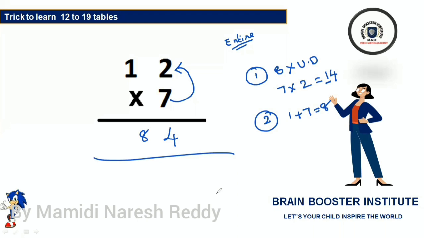Within 2 steps, we are able to complete 12 sevens. That's it. This is a beautiful technique, my friends. No need of memorizing all the tables from 12 to 19; we can do them easily by using this technique. Now, my dear friends, if you didn't understand, please rewind this video and go through it step by step. Then you will be able to understand very clearly.